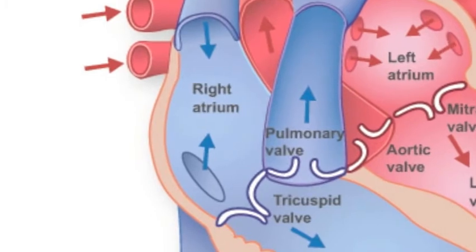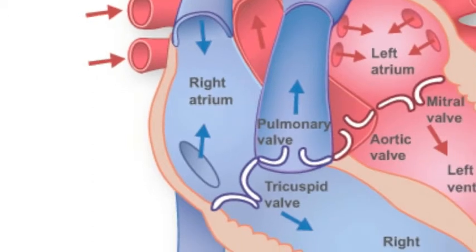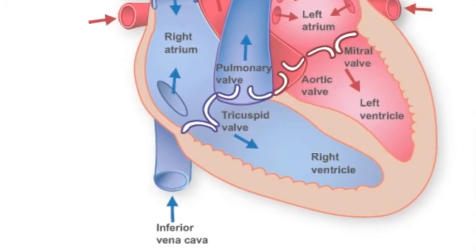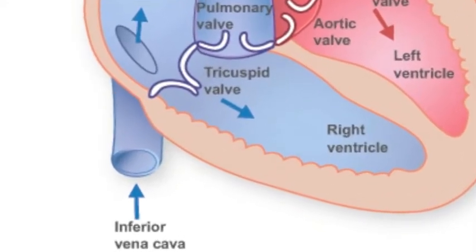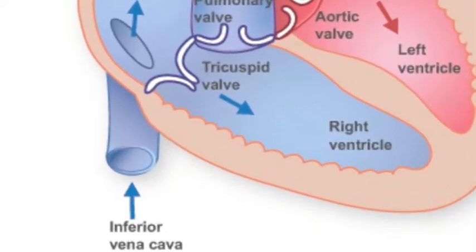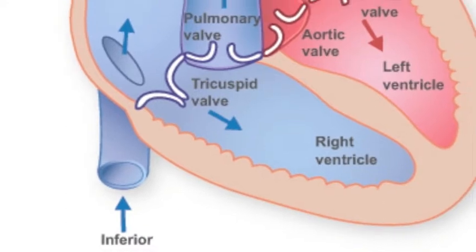This carbon dioxide-rich or unoxidized blood will go to the right atrium on its way to the lungs to be oxidized. The third step is through a valve to the right ventricle. This blood will then pass through the tricuspid valve and enter the right ventricle. The blood is then pumped towards the top of the right ventricle.